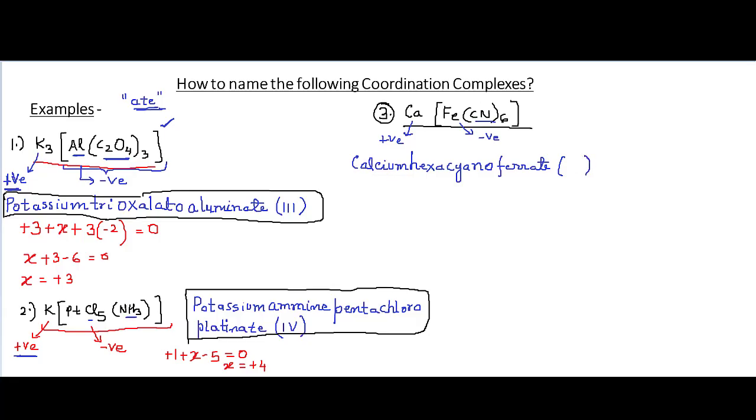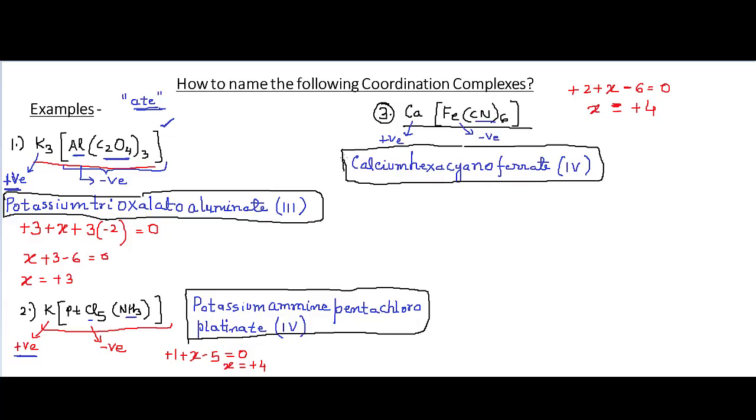So what is the oxidation state of iron here? Calcium is +2, iron is +X, cyanide has -1 charge, so 6 cyanide ions means -6, equal to 0. So X becomes -2 plus 6, which is +4. So 4. In Roman numbers we will write cyanoferrate(IV). So calcium hexacyanoferrate(IV) is the name of this complex, the third example.